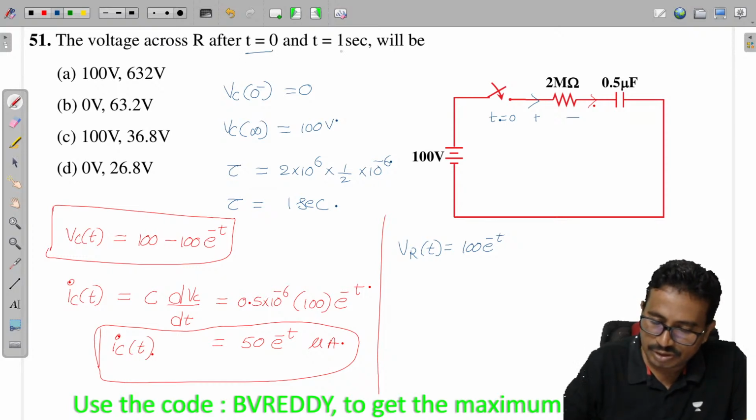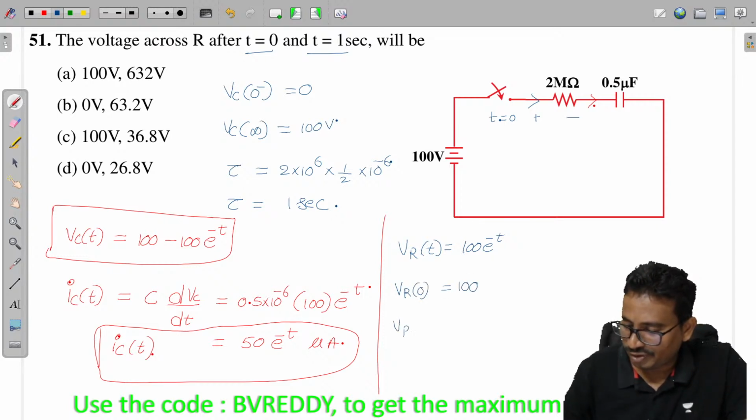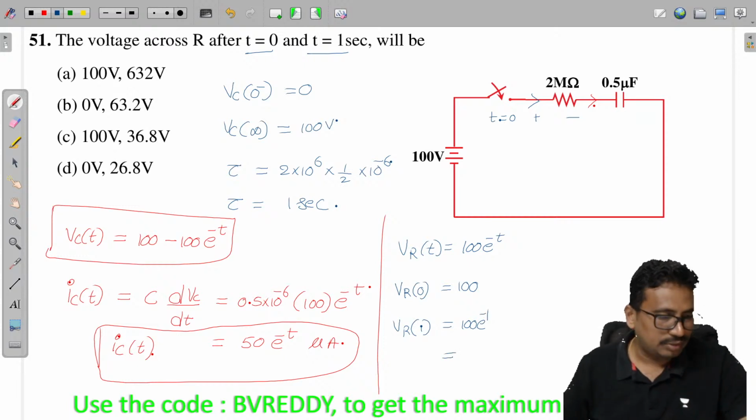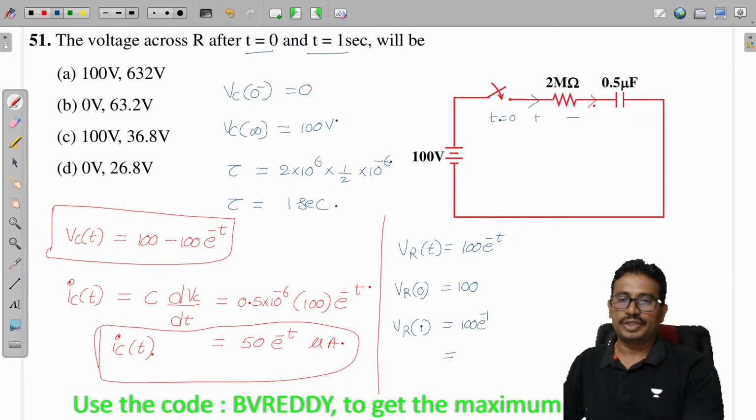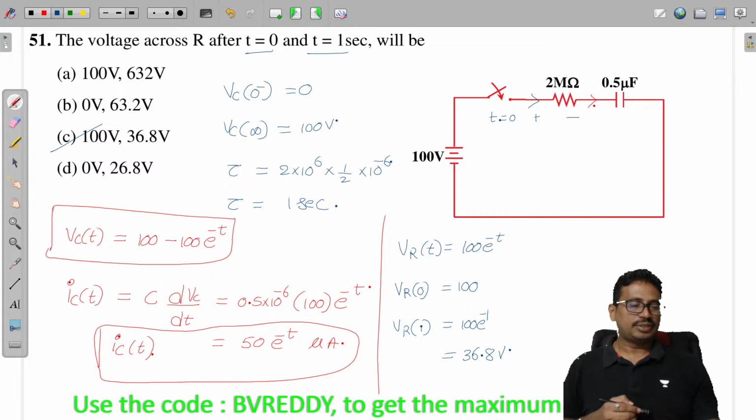Now at t is equal to 0 and t is equal to 1 second, we need the voltages. VR of 0 is equal to 100, and VR at 1 second, how much is it? 100 into e power minus 1. How much is the value? I think e power minus 1 is nearly 0.37, so 36 point something. Yeah. So we will get 36.8 volts. So option C. Check it, all of you.